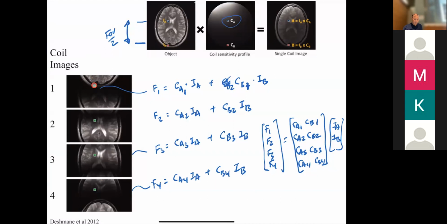So that's the SENSE equation. And it turns out that you've taken this huge matrix equation and boiled it down to a bunch of very small problems. Because this is a relatively small problem that you can solve.